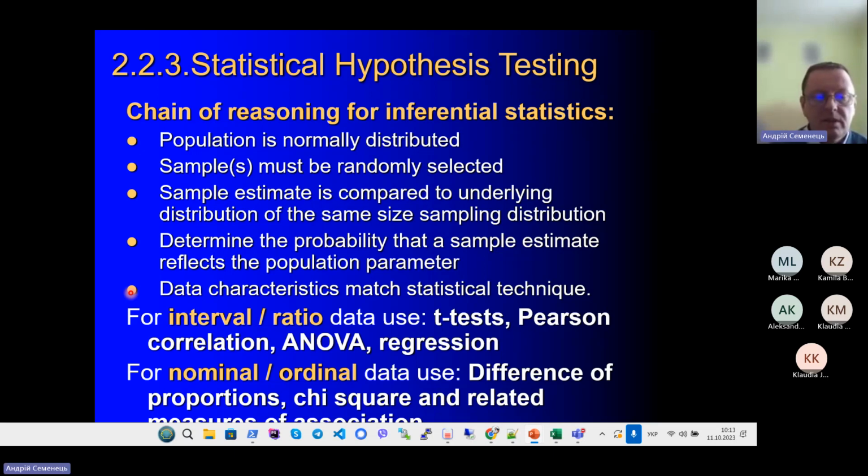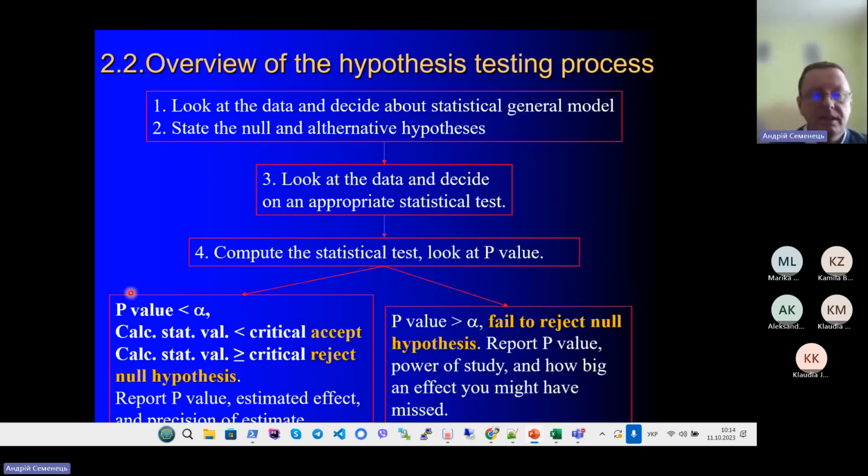In case we talk about interval ratio data, or quantitative data or discrete data sets, we use test statistics like Pearson correlation, ANOVA, regression analysis, etc. For nominal and ordinal data, we use difference of proportions, the chi-square test, and different assessments. In fact, it's not easy. It's usually a difficult process with difficult steps to pass through statistical hypothesis analysis.